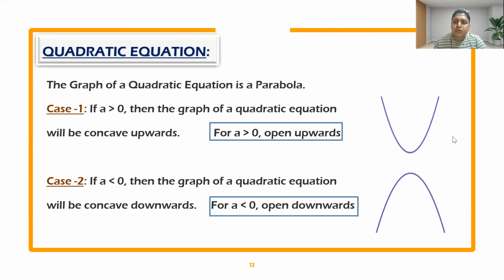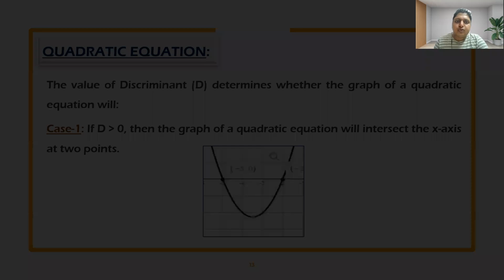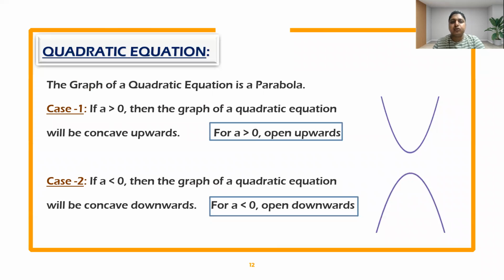So those are the two conditions that we have to follow: a greater than 0 and a less than 0. We have to follow these conditions before solving any question, because the coefficient of x square plays a major role in solving the questions. Lots of students make mistakes in solving these questions because they do not properly judge whether the coefficient of x square is positive or negative.